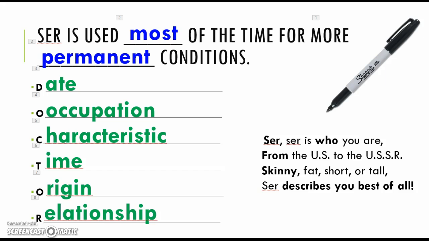A very general way to distinguish the two is to know that ser is used most of the time for things that are more permanent. The mnemonic device DOCTOR shows a list of all the times we use ser over estar. Date, occupation, characteristic, time, origin, and relationship are all examples of when we would use the verb ser, not the verb estar. We want to express to be.